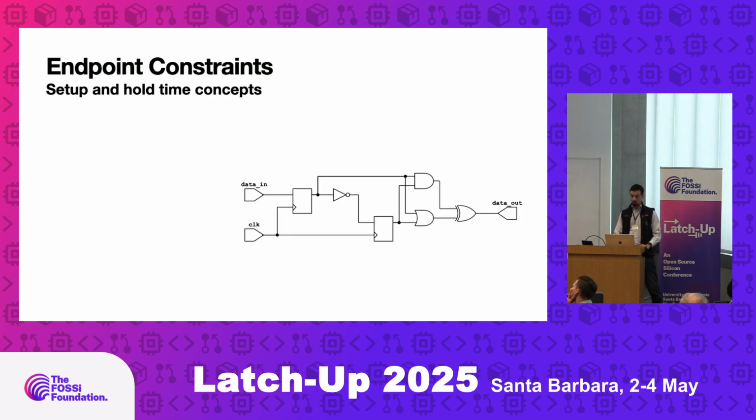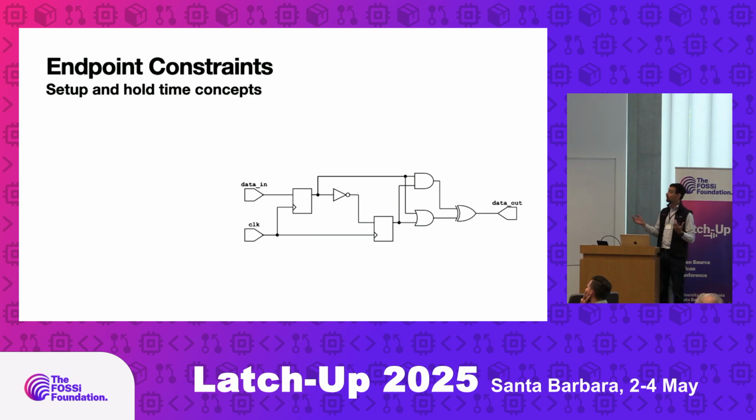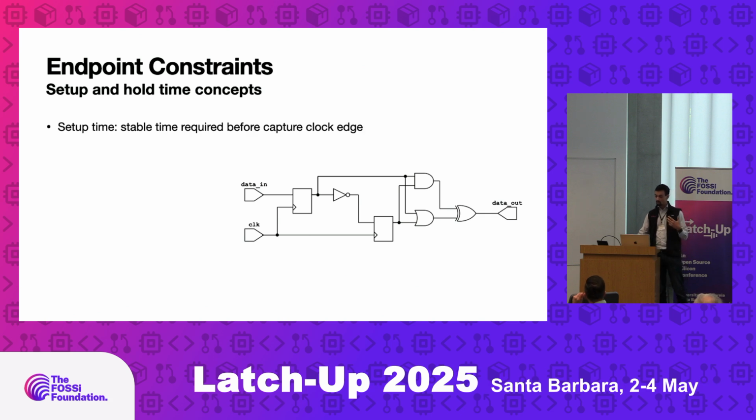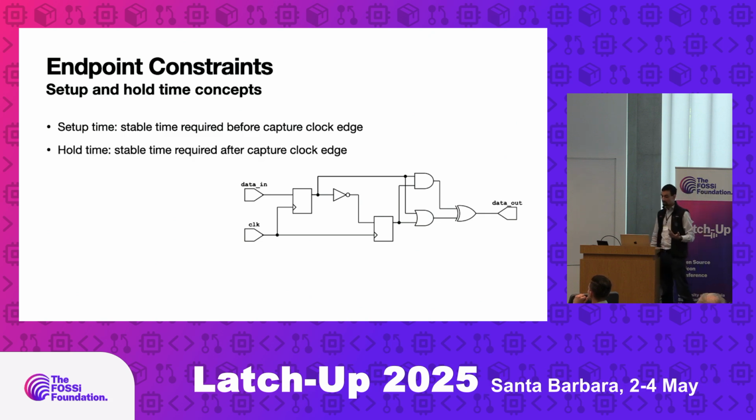All right, so setup and hold time are basically evaluated at the endpoints of all of the things. And these are basically requirements that you have on when a signal should arrive at a certain endpoint. And so setup time is basically the stable time required before the clock edge, right? So basically your signal needs to be stable before the clock goes high and captures the data, right? Makes sense. Hold time is the time required after the capture of the clock edge.